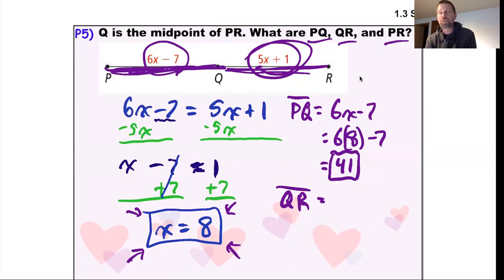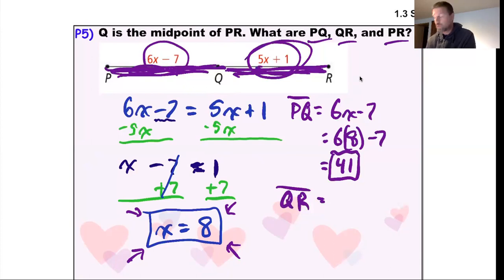What about Q? Q is a midpoint, right? If Q is a midpoint, what do we know has to be true about PQ and QR? That's right. They have to be congruent if Q is a midpoint. They have to be the same. So before I plug anything in, I should know what I'm going to get out. I should get a 41 out for an answer.